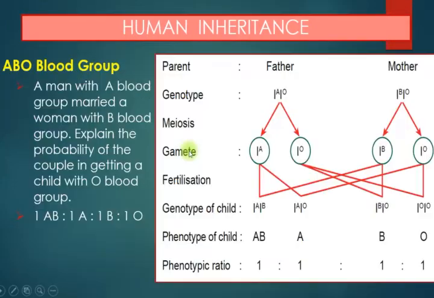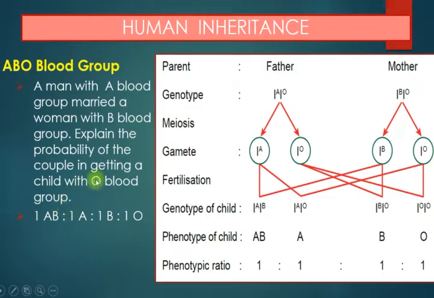So these are referred to the examples. Examples of the ABO blood group. Schematic diagram. Okay, we look at the example here. A man with A blood group married a woman with B blood group. Explain the probability of the couple in getting a child with O blood group.